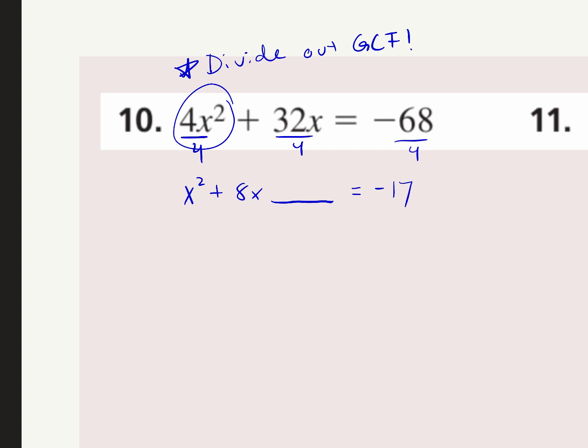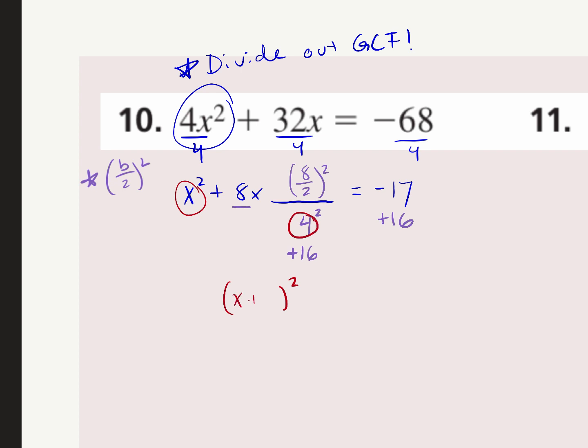So once I have it set up, I'm going to include my b over 2 squared in that spot, and my b here is 8. So this would be 8 over 2 squared. 8 divided by 2 simplifies to 4, so this is 4 squared, and 4 squared is 16. So I'm adding 16 on the left side here. I need to add 16 on the right side too. And then in my parentheses squared, I include the x and the 4. So this would be x plus 4. And then that's equal to -17 plus 16, which is -1.